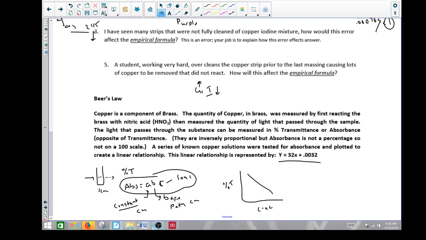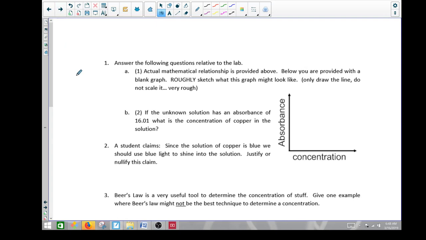All right. Let's see what the question says. Below you are provided with a blank graph. Roughly sketch the graph that might look like this. So only draw the line, do not set to scale. Very rough graph. So what is Beer's Law essentially? As concentration goes down, absorbance should go down too. So it should look something like that. Higher concentrations have higher absorbances.